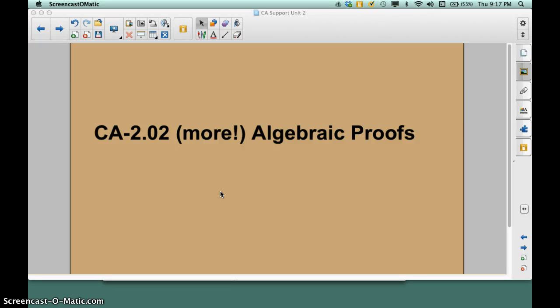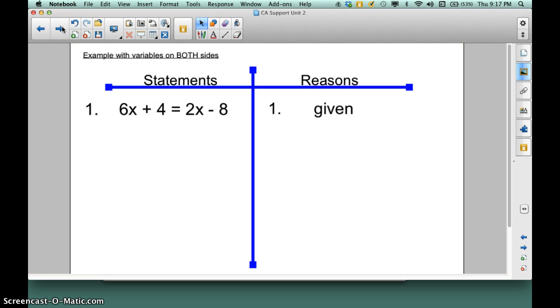This video is on algebraic proofs, more of them than the previous video. We're going to start with an example of an equation that has variables on both sides of the equal sign.